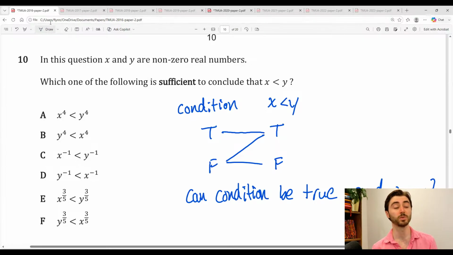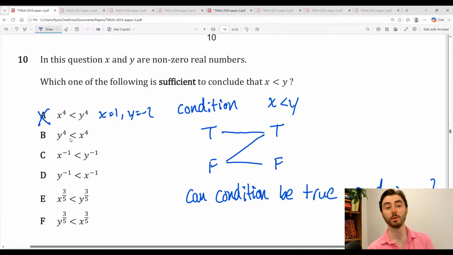So what you've got to do now is come up with your counterexamples. For instance, here, because there's the power of 4, we're thinking about positive versus negative. So can x be bigger? Yeah, let's say x is equal to 1, y is equal to -2. In that case, the condition is true, but it is not true that x is less than y. So because that link can exist, this is not sufficient. And B is very obviously not true because you can have y equals 1, x equals 1, in which case x is not less than y.